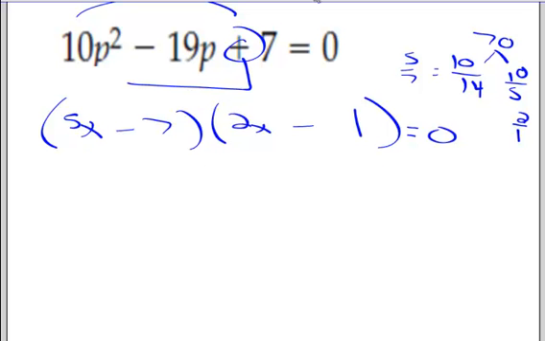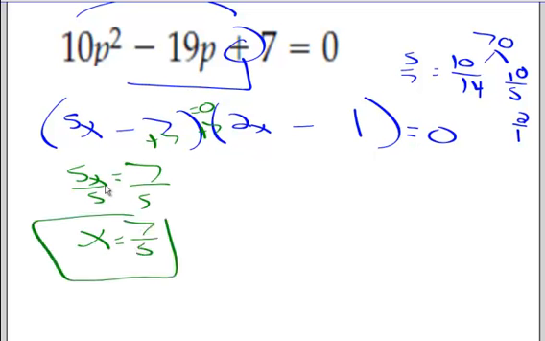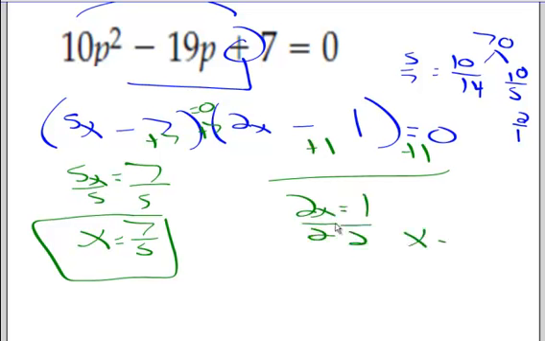Alright, let's solve each one. So the last part is set it equal to 0. This one's already equal to 0. So 5x equals positive 7. We're going to add that over, then divide by 5. X equals 7/5, so that is a solution. It's also an x-intercept. We're going to add 1, 2x equals 1, and divide by 2, x equals 1/2. So we're going to have 1/2 and 7/5. That's where this parabola is going to go through the x-axis.